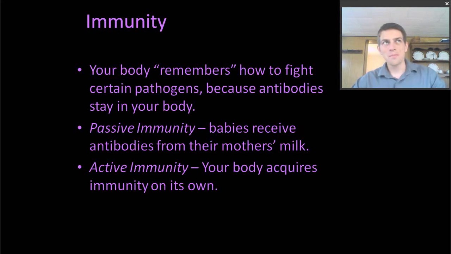But we don't stay babies drinking milk forever, so we have to learn how to fight diseases on our own. And this is active immunity. This is where you've received a disease into your system and you have fought it, and all of a sudden your body can fight it all on its own, and you don't have to receive antibodies from anywhere else. Your body makes its own antibodies. That's active immunity, because your body's actually doing the work.